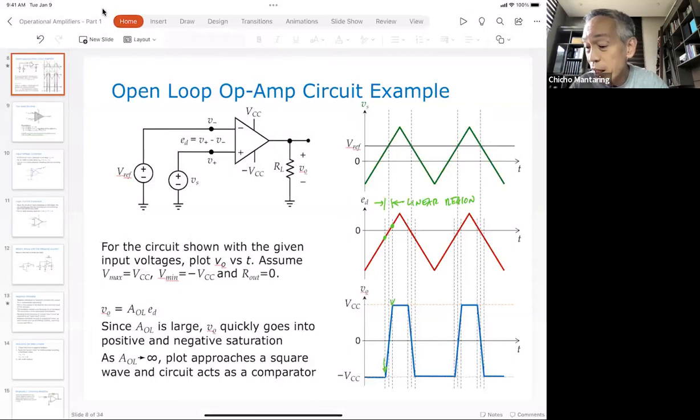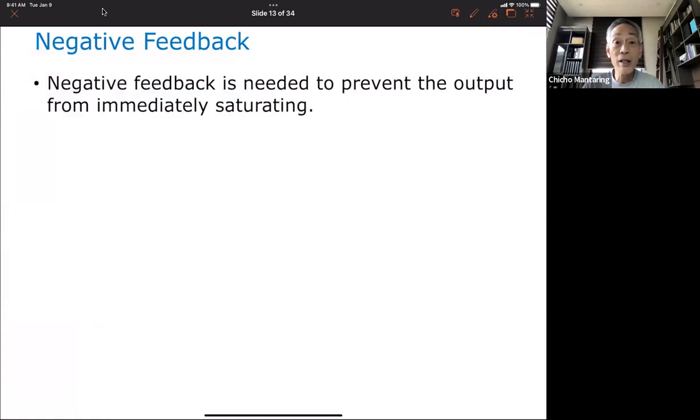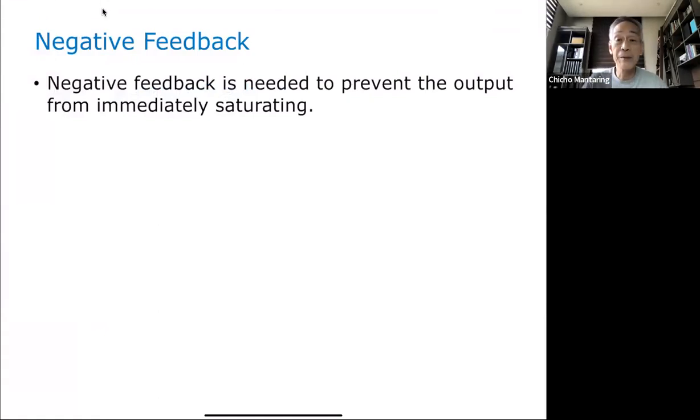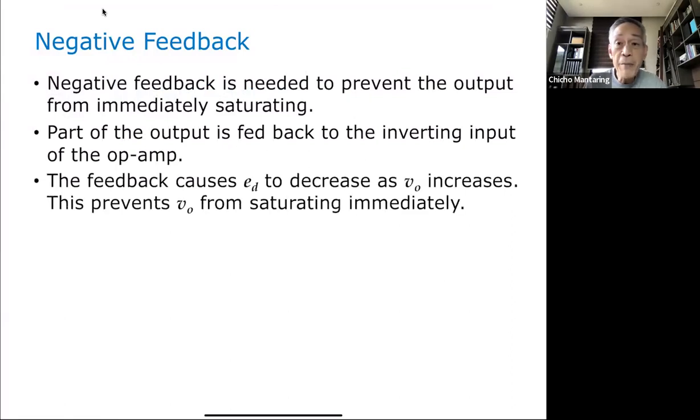Now, how do we prevent it from saturating? We employ what is called negative feedback. Ano yung negative feedback? A part of the output is fed back to the inverting input of the op-amp. Part of the output is fed back to the inverting input of the op-amp. Now, what does that do? The feedback causes E sub D to decrease as V sub O increases.